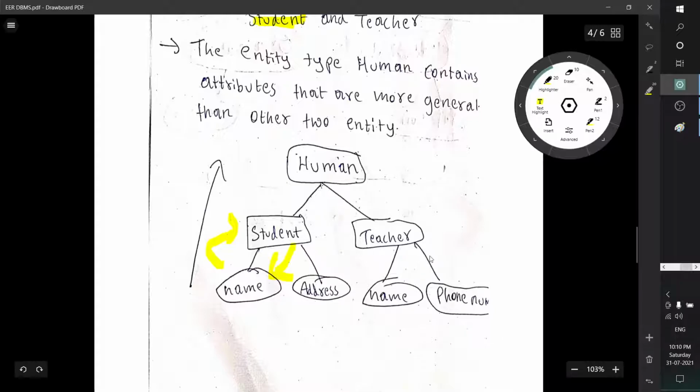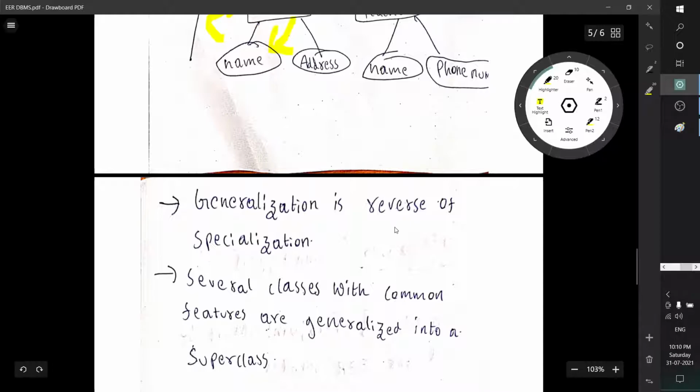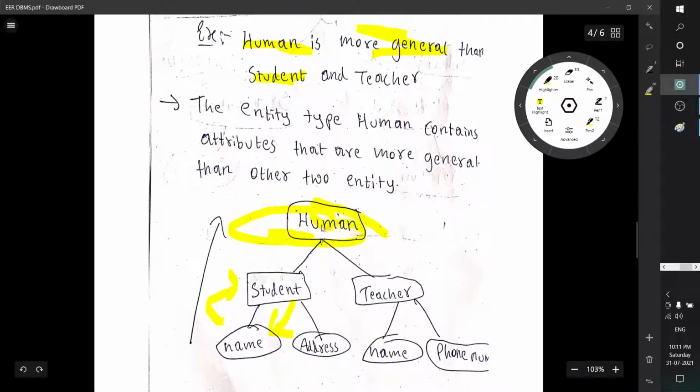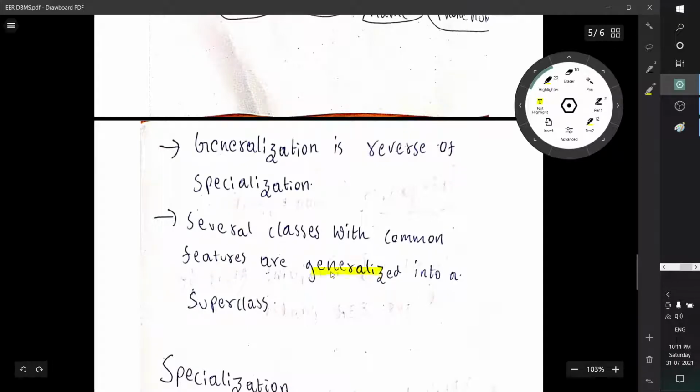So for human, that is student and teacher: for student that is name and address, for teacher it is name and phone number. So we can just consider this whole thing as an example. Whereas generalization is the reverse of specialization. Several classes with the common features are generalized into a superclass. So this is a superclass, and student and teacher are united in this human, right? So generalized into a superclass, several classes with the common features.